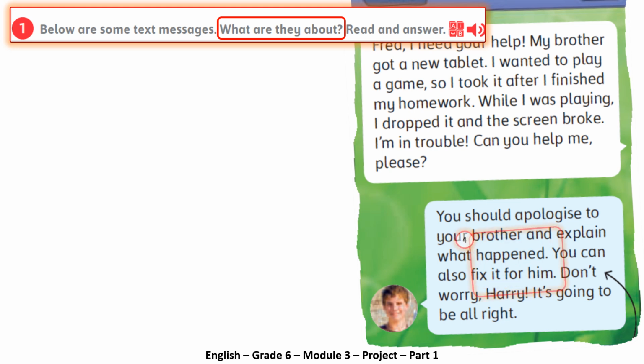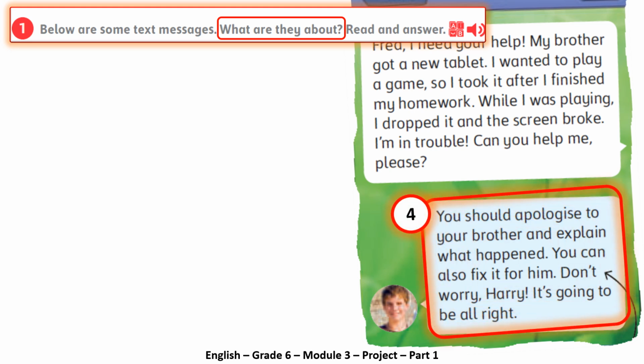Text message number 4, let's read it together. You should apologize to your brother and explain what happened. You can also fix it for him. Don't worry, Harry. It's going to be all right.